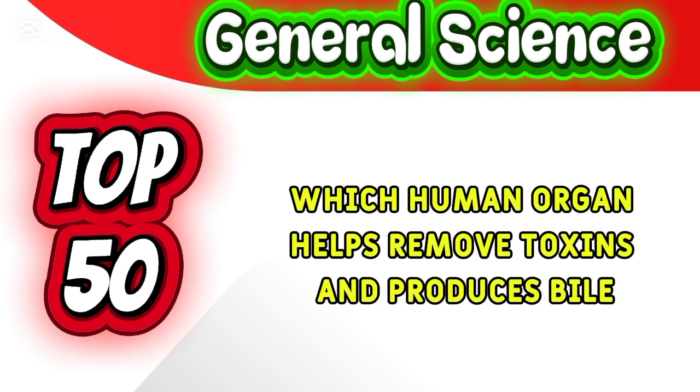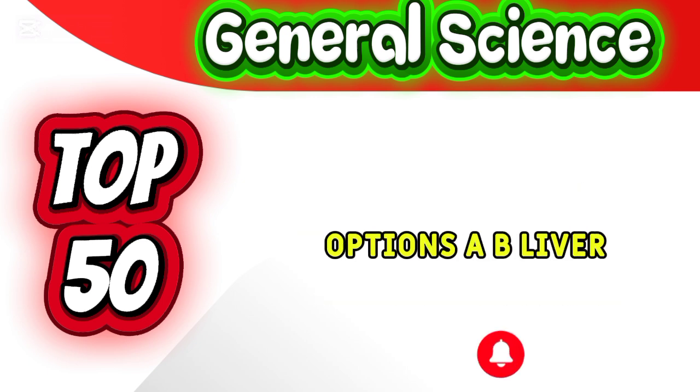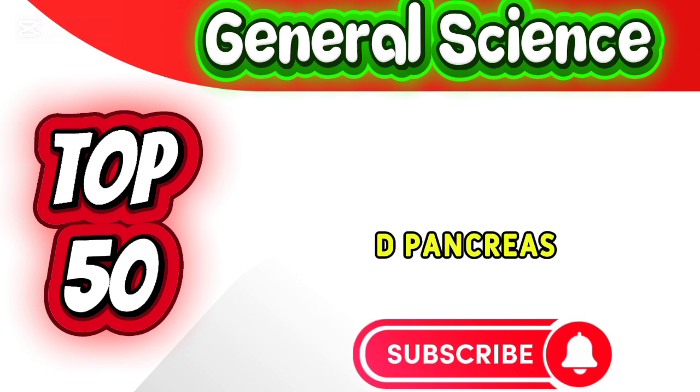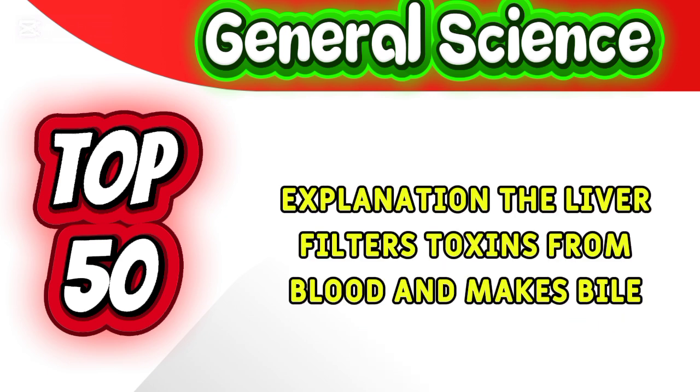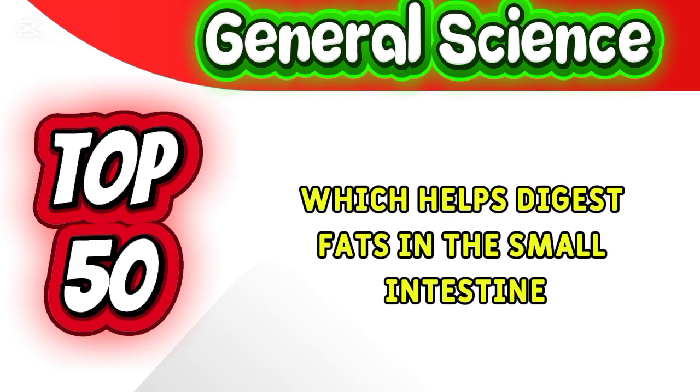46. Question. Which human organ helps remove toxins and produces bile? Options: A, B, liver, C, stomach, D, pancreas. Correct answer is B, liver. Explanation. The liver filters toxins from blood and makes bile, which helps digest fats in the small intestine.